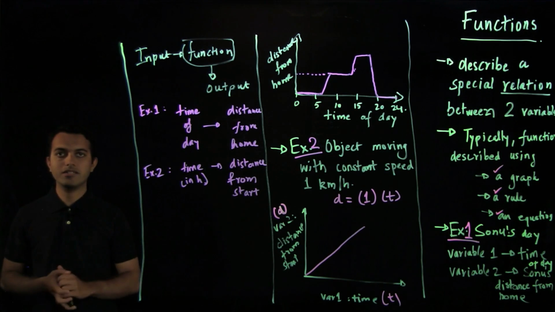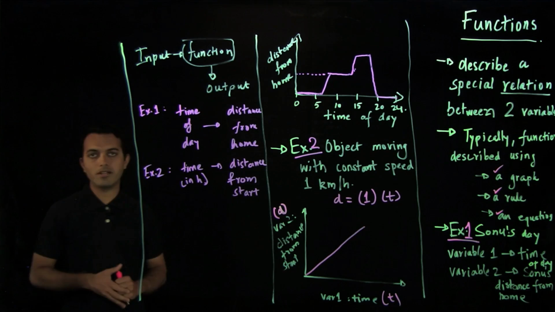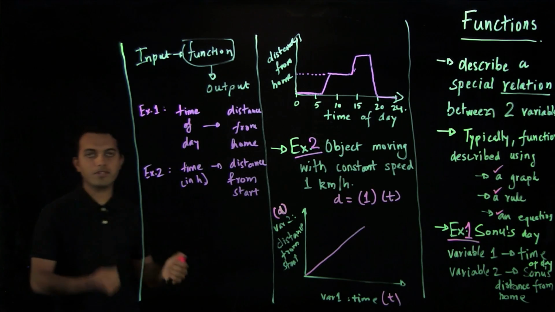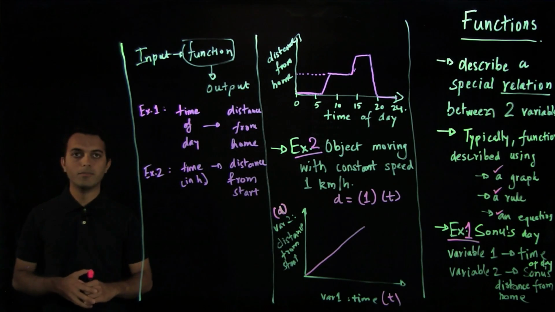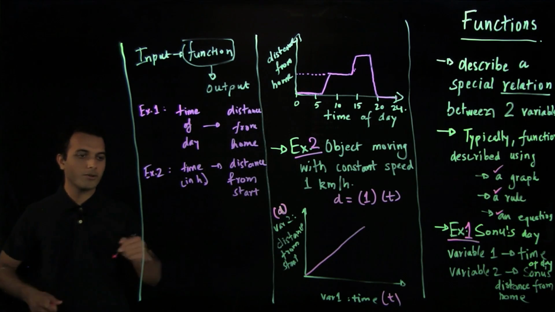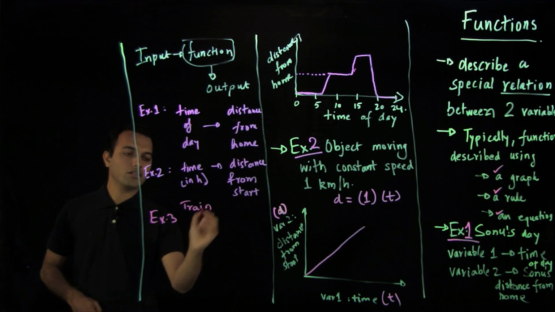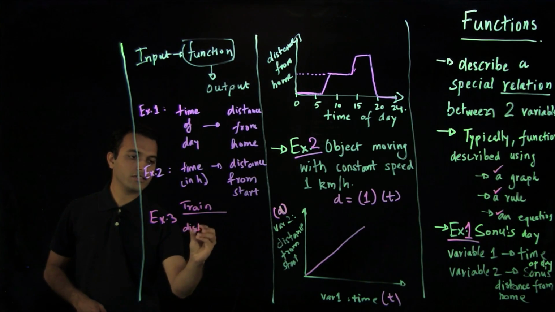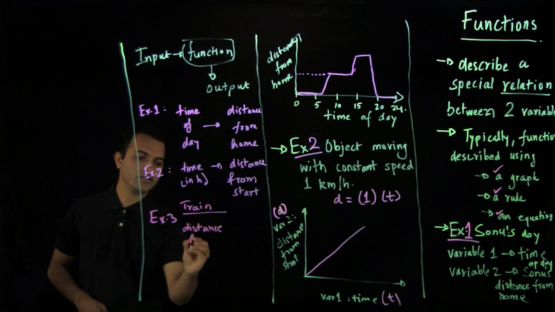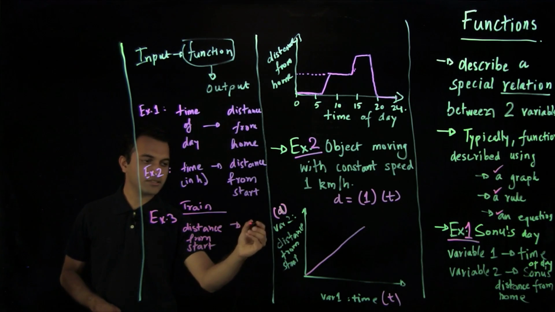So let's say you are traveling in a train from Bombay to Delhi, and at Mumbai 20 people ride on the train, and then the number of people changes every station. Based on the distance from Mumbai, you can figure out the number of passengers in the train. So in the train example, distance is the input variable, or variable 1, distance from start, and the output variable is number of passengers.